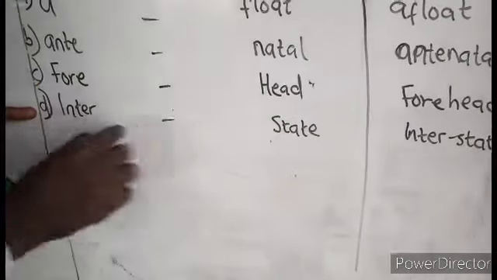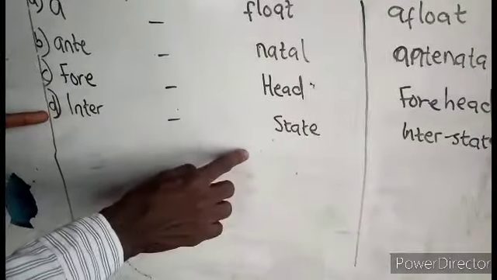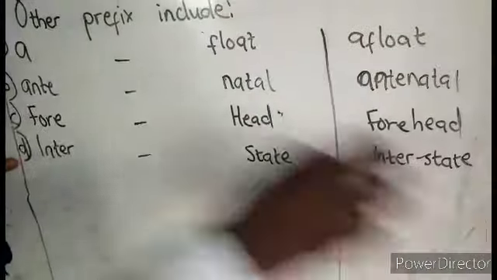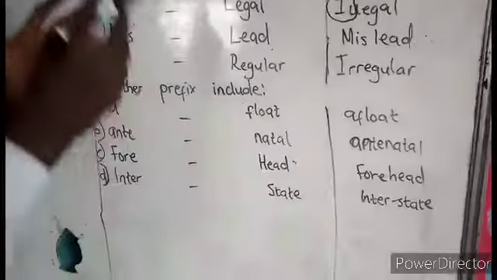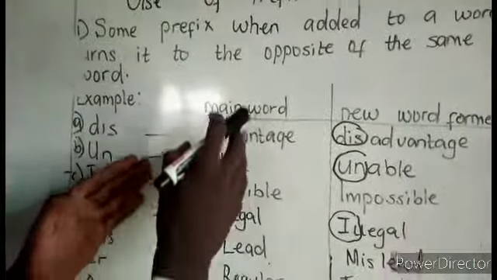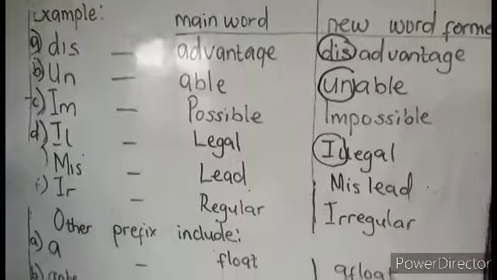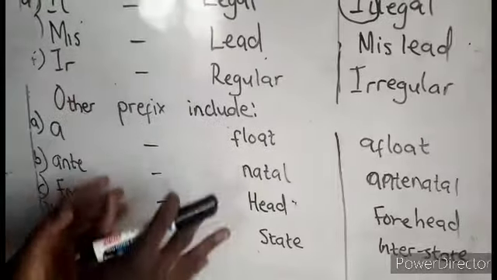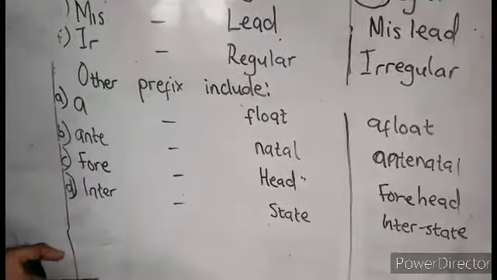Then the last one we are going to be looking at, inter. Our main word here is what? State. So by adding inter, it gives us what? Interstate. That is between different states. So that is what a prefix does. Number one, it changes a word by making it the opposite of the main word. Secondly, it gives a new meaning entirely to a word, or it makes it a compound word.